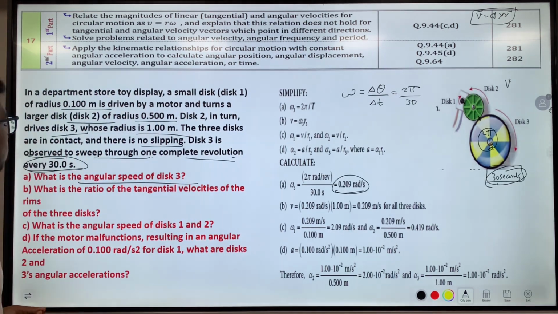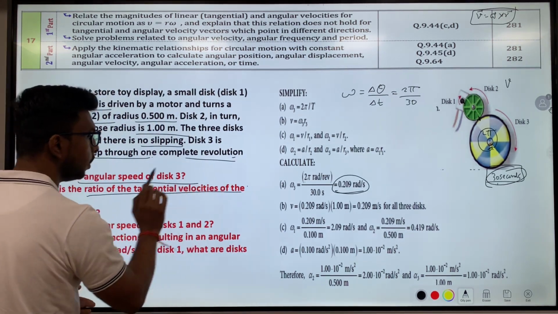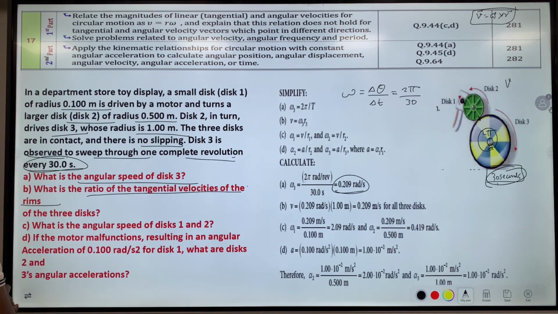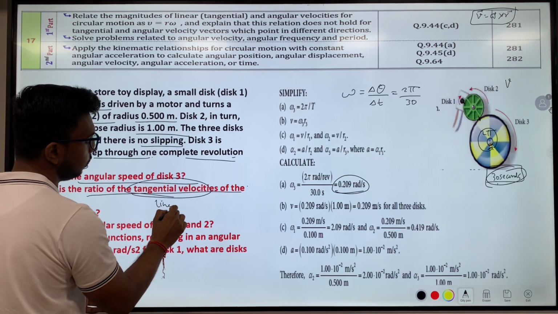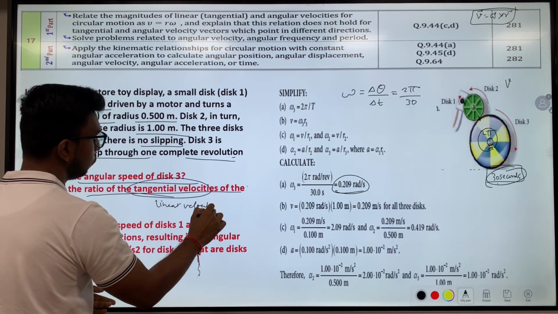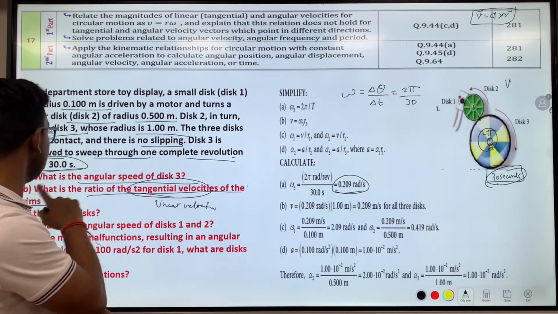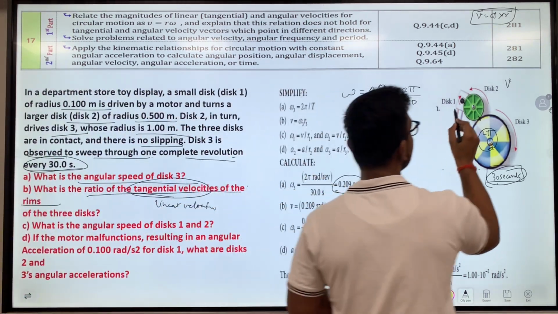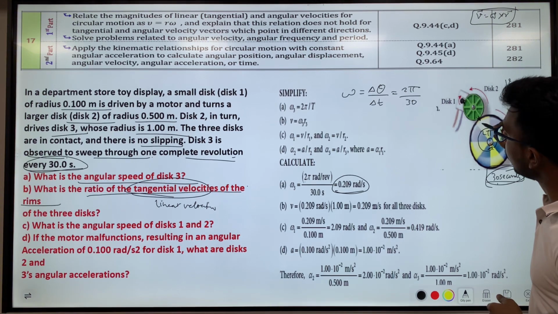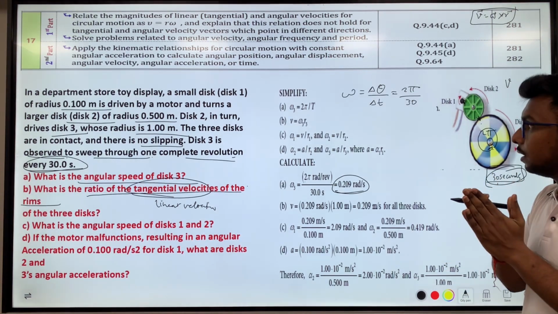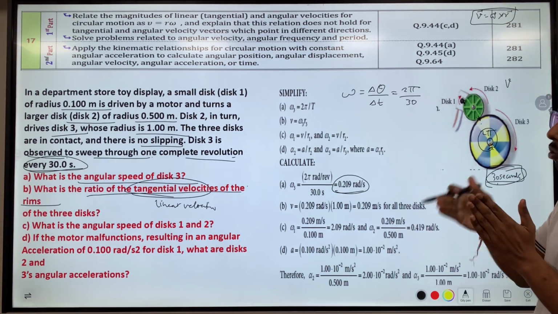The second part: what is the ratio of the tangential velocities of the rims? Tangential velocity or linear velocity, same thing. What is the ratio of the tangential velocities of the rims? So rims, this point, all are moving with the same linear speed. So the ratio will be 1:1:1.